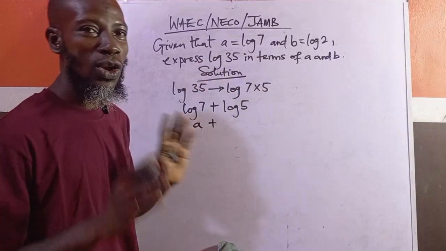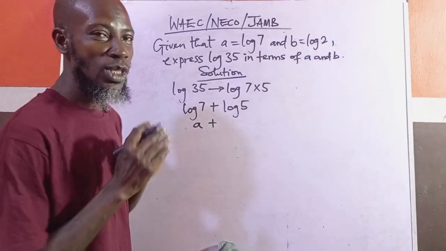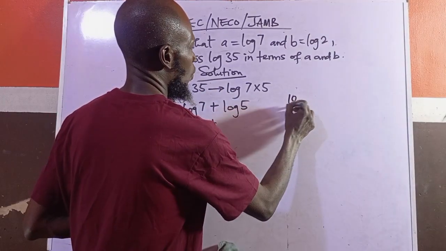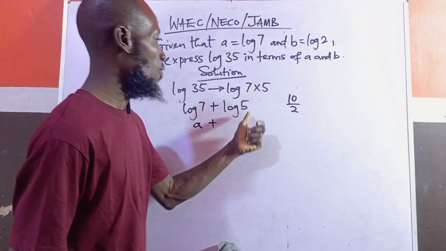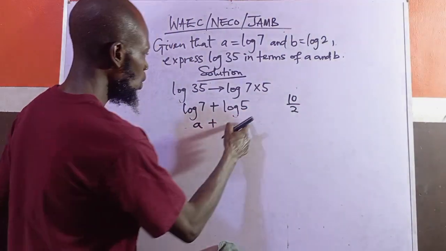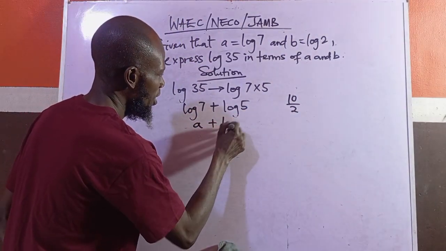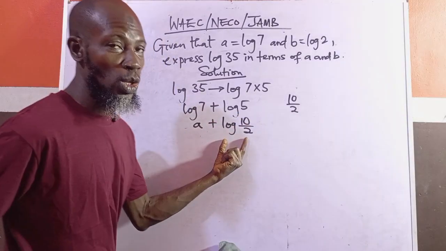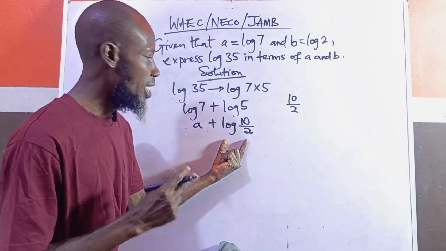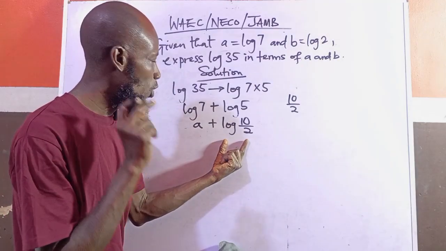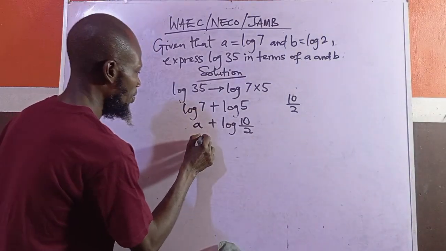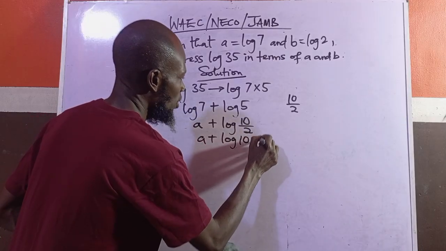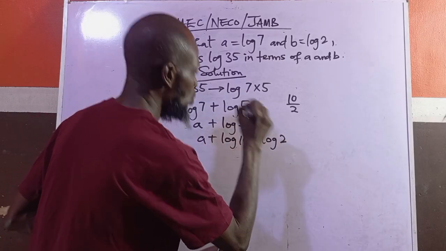So we are not given log 5. I'm going to simplify this. So this 5 can be expressed as 10 over 2. 10 over 2 will give us 5. So we can now say log 10 over 2. So here also, we are going to apply division law of logarithm. So we have A plus log 10 minus log 2.